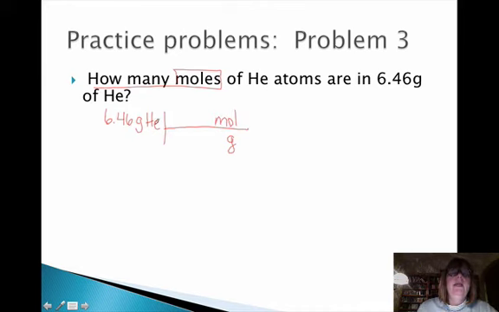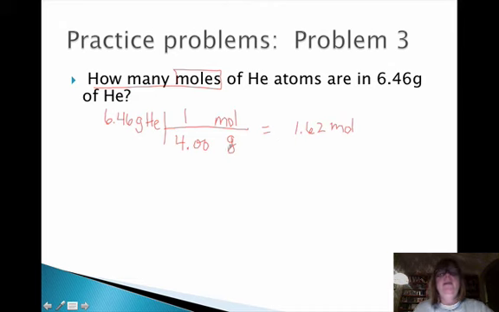We're going to go to helium on the periodic table, and right under the symbol, you will see this number there, 4.00. That's how many grams are in 1 mole. So we're going to take 6.46 and divide by 4, and we get 1.62 moles of helium. On the periodic table, 1 mole has a mass of 4 grams. We have 6.46 grams, so it's going to be a little more than 1.5 moles, and we find that it is.